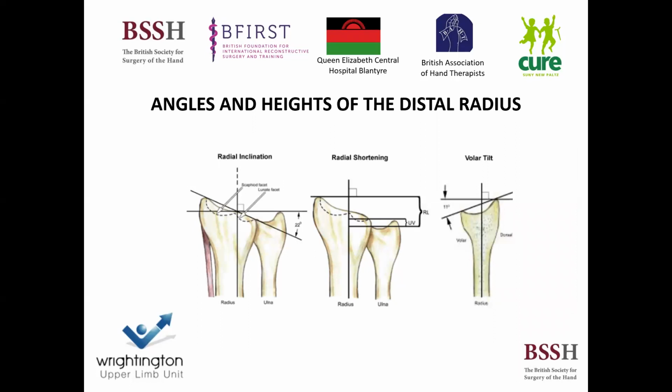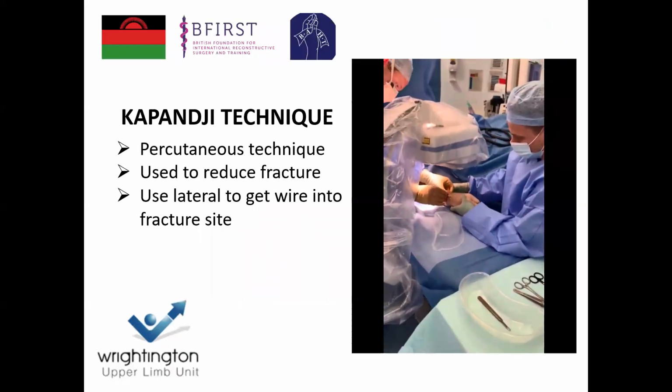We know that there's certain angles and heights of the distal radius that we're trying to restore. The radial inclination, the radial height is key, as well as your neutral to volar tilt that you have on the lateral. We're trying to restore an anatomy that will give your patient the function that they can return to the activities they want to do.